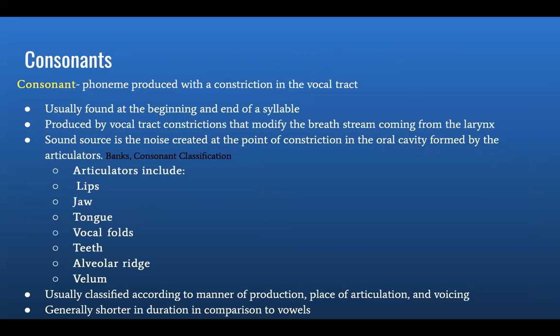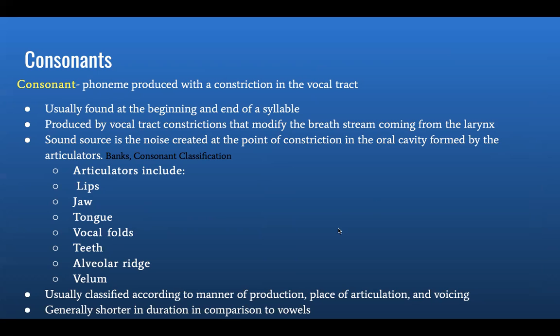So now we're going to talk about consonants. Consonants are phonemes that are produced with a constriction in the vocal tract. These are usually found at the beginning and end of a syllable. And these are produced by vocal tract constrictions that modify the breath stream coming from the larynx. The sound source is the noise that is created at the point of constriction in the oral cavity formed by articulators. So the production of consonants really depends on these articulators.